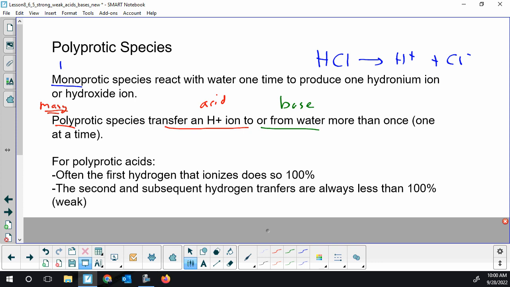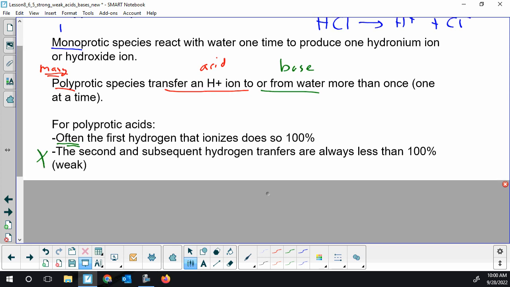The first H that comes off is often, not always, but often 100%. That's the least important statement. The next one is really useful. Even if something is not in your table, the second and third or fourth hydrogen that comes off is always less than 100%, which is our meaning of weak.